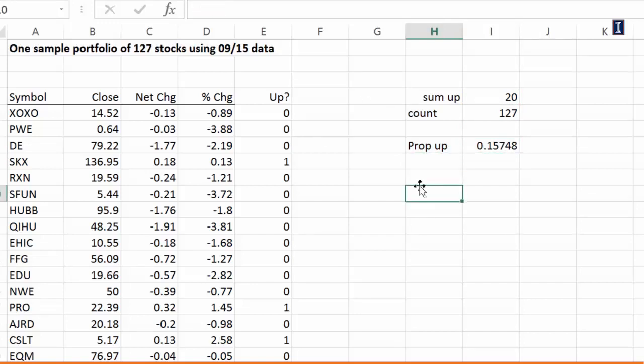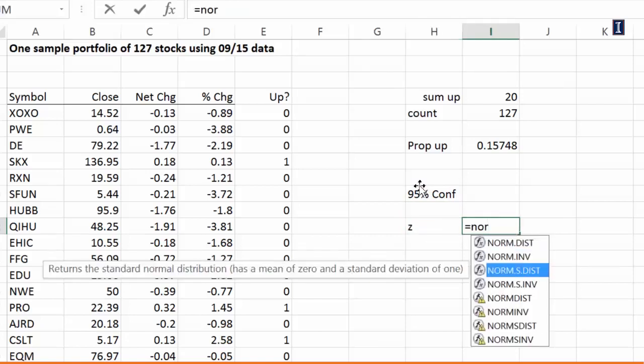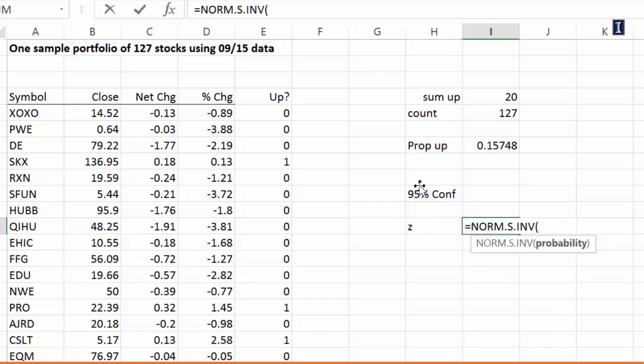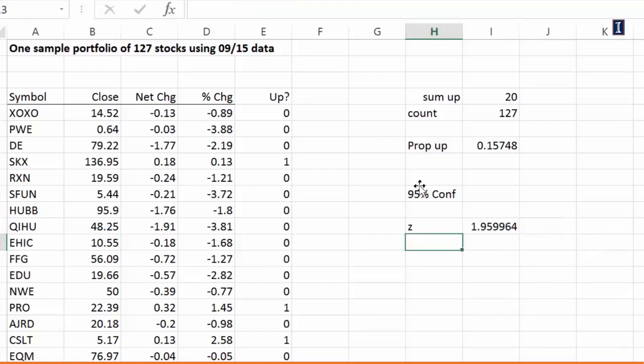If I assume a 95% confidence interval, then what I know is that my Z value is going to be, I know it's 1.96, but I'm just going to show it to you. Remember, I have to put 0.975 here, and I get a 1.96. This is my Z value.